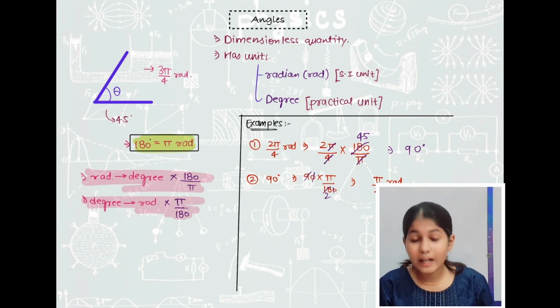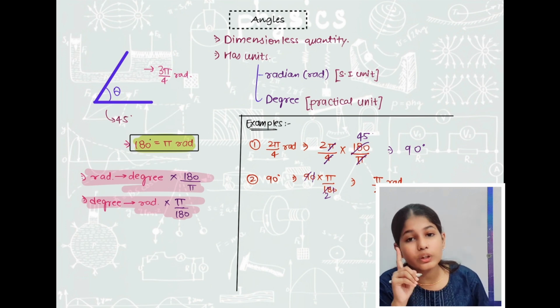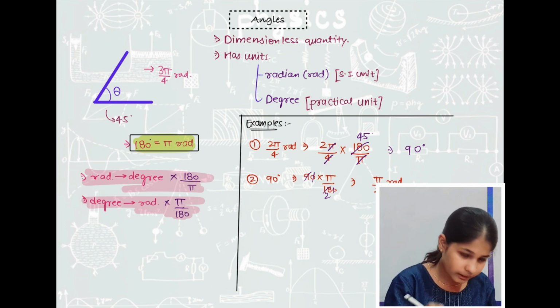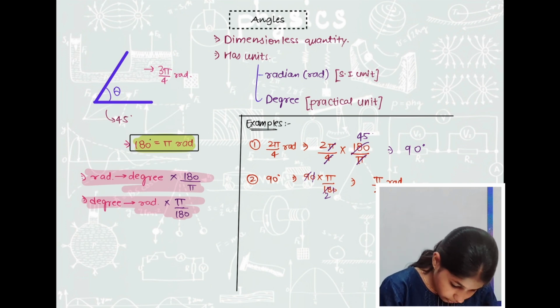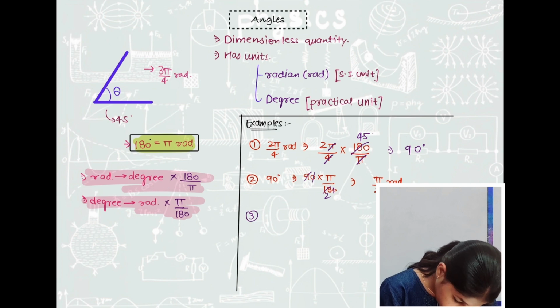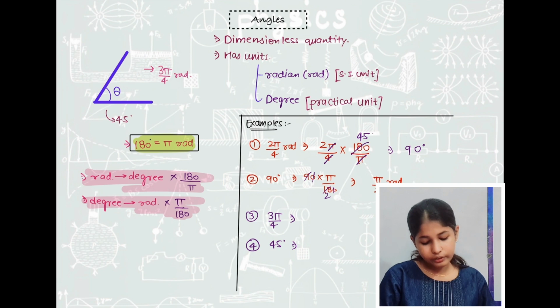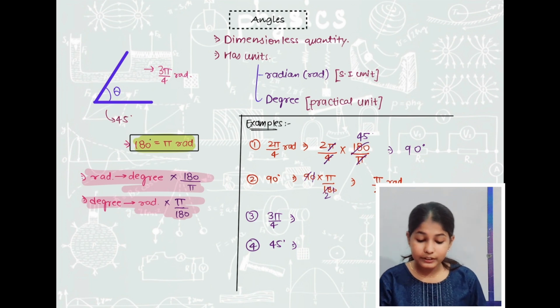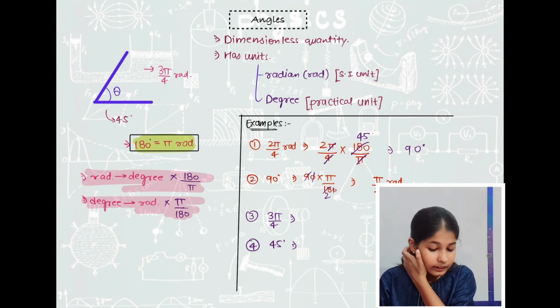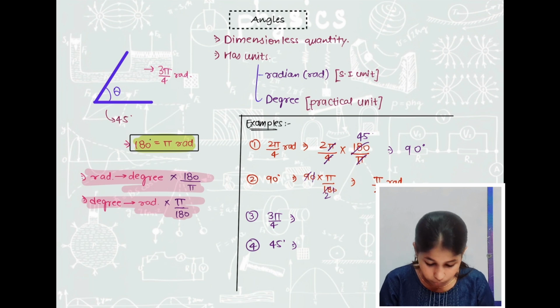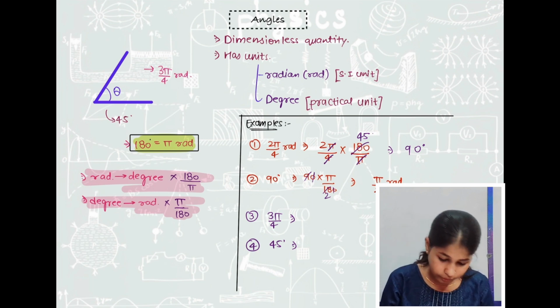I hope you all have understood, and now I am going to give 2 questions so that you can practice. My third question will be 3 pi upon 4 radian into degree, and my fourth question will be 45 degree into radian. Kindly let me know in the comment section whether you have solved the questions or not, and if you have solved them, what your answer is.